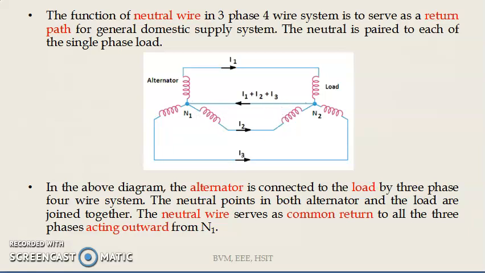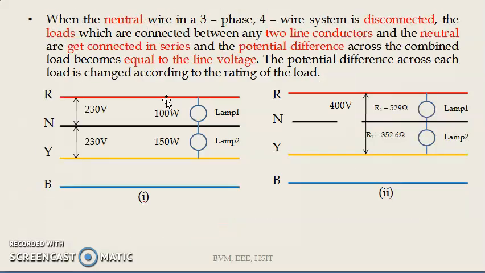Suppose this neutral wire gets disconnected, then what will happen? Let us take an example here. This is a three-phase four-wire system. R, Y, B are the three phases, and N is the neutral. And I have connected two lamps here.